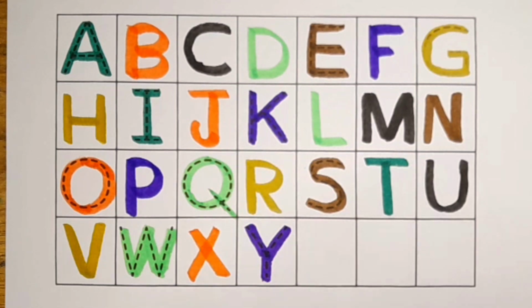Y for yak. This is black color. Which color, kids? This is black color. Z for zebra.